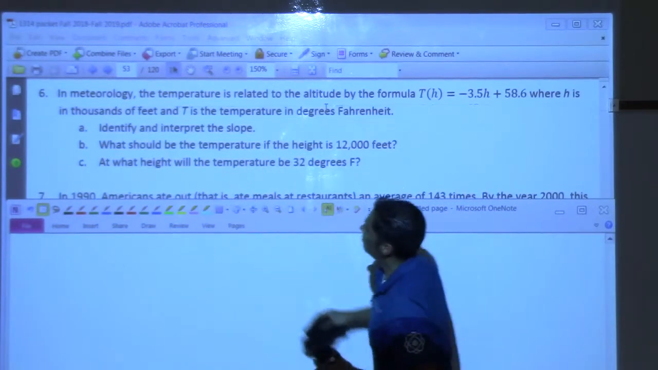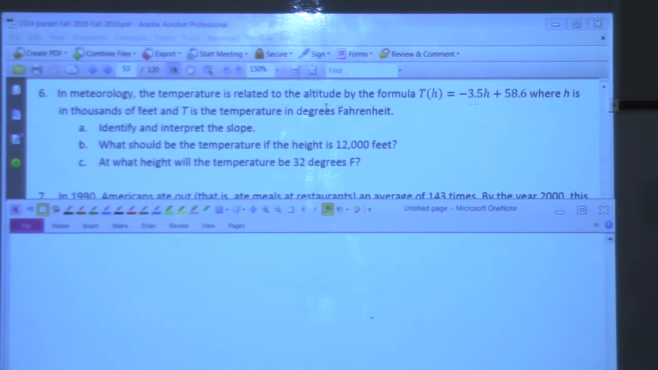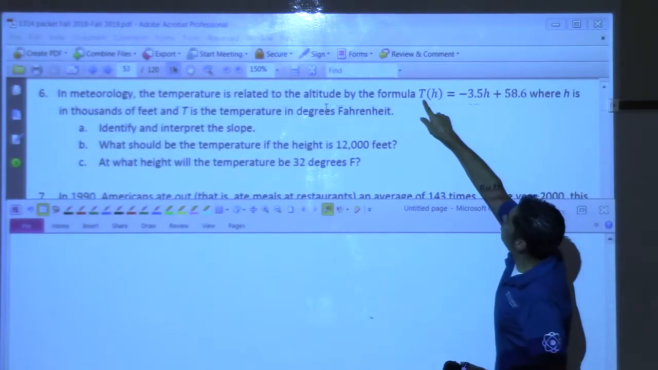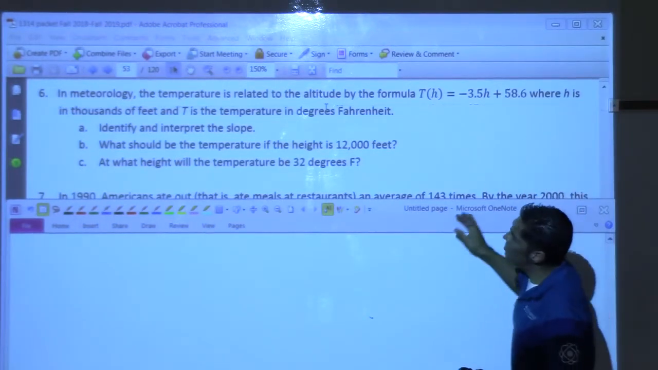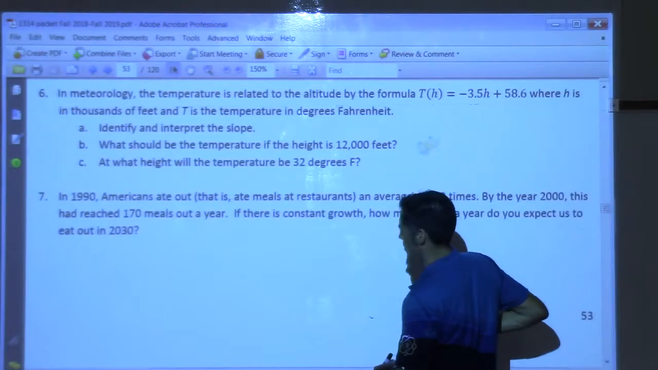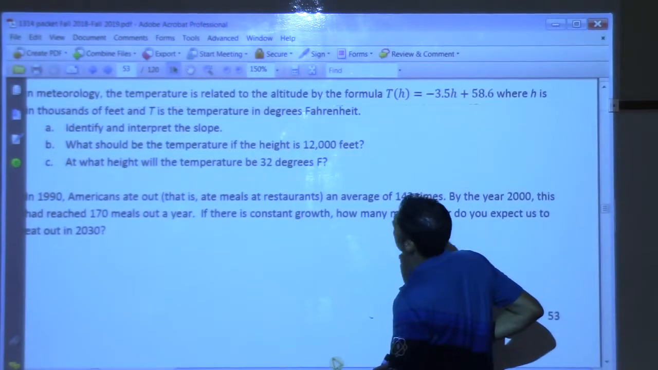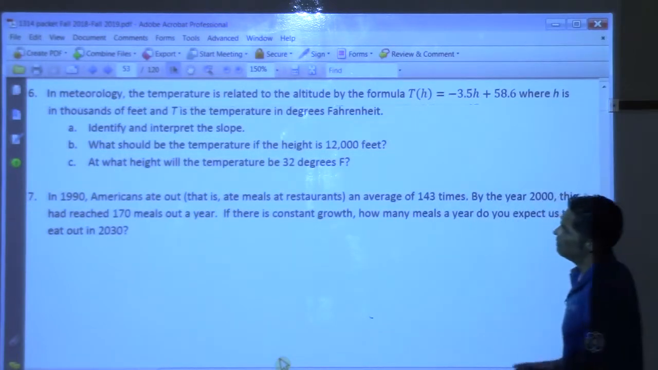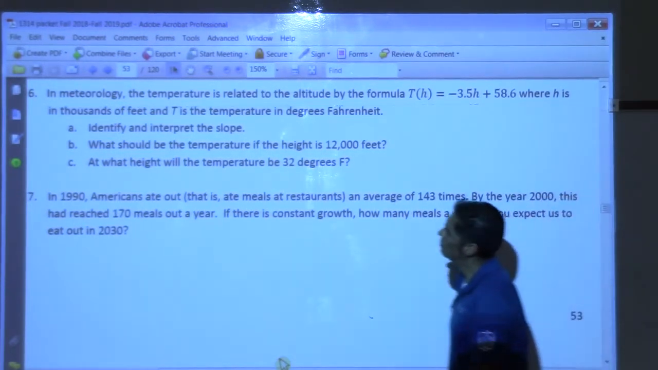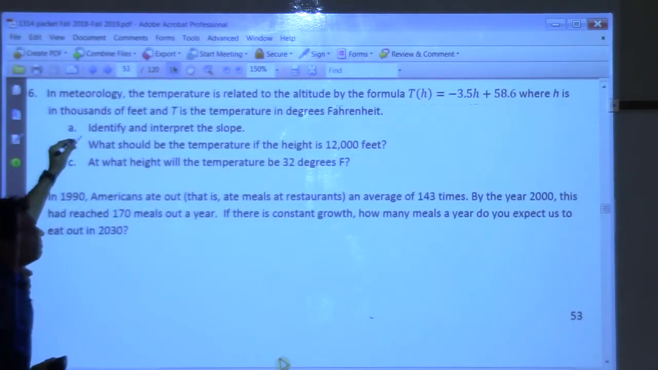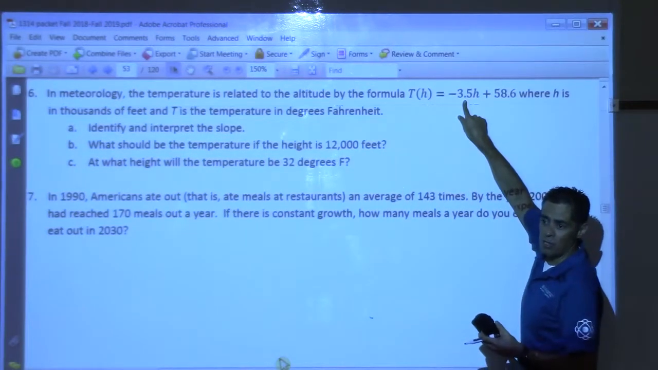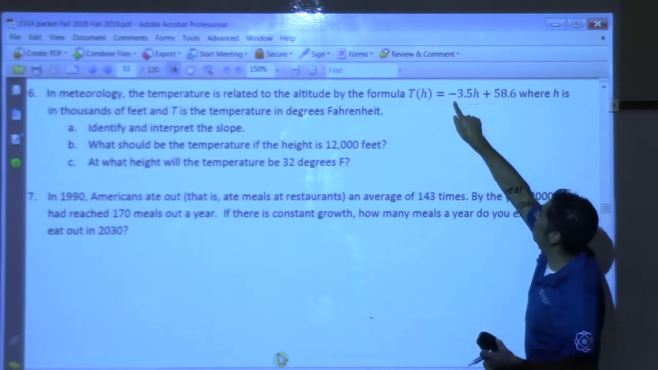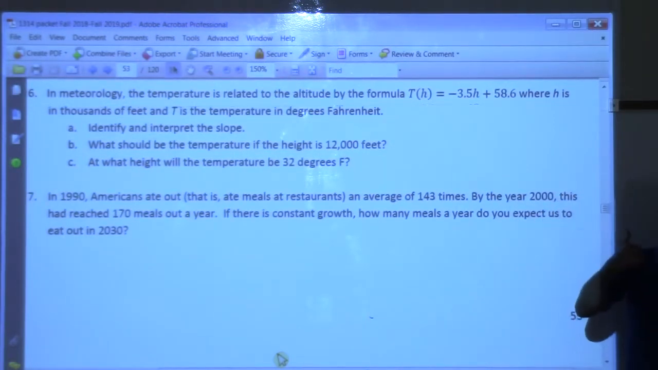In meteorology, the temperature is related to the altitude by this formula. Temperature is a function of H, and it's equal to negative 3.5 H plus 58.6, where H is altitude in thousands of feet. Okay, so what's the slope? Identify and interpret the slope. The slope is negative 3.5. This represents your change in temperature. As your altitude goes up, your temperature comes down.